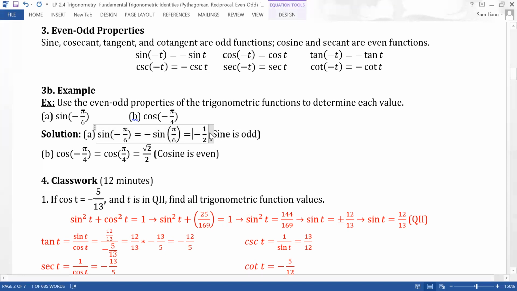And that's again because we know that sine is odd. Part B: cosine of negative pi over 4 is equal to cosine of pi over 4 since cosine is even. Cosine of pi over 4 is root 2 over 2, so that'll be our final answer there. If you need any of this, please pause the video here. Otherwise, we'll be moving on to our classwork.